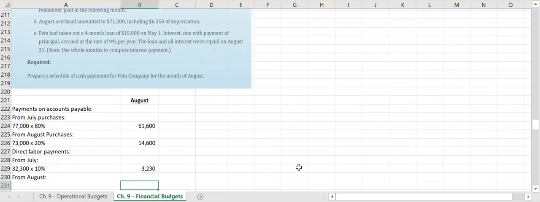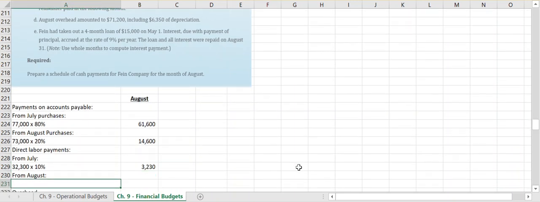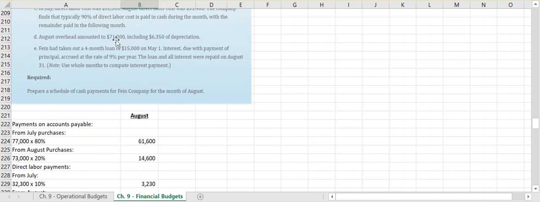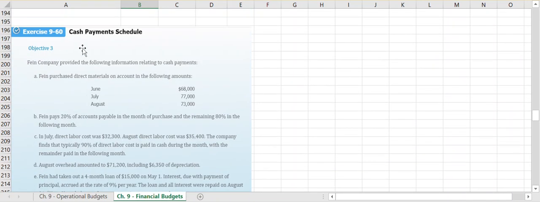For August, they told us in total our direct labor cost was $35,400, and we pay 90% of that in the month that our employees have worked for us. Our overhead, this is really important. Our overhead said in total that it was $71,200, but that it includes $6,350 in depreciation.